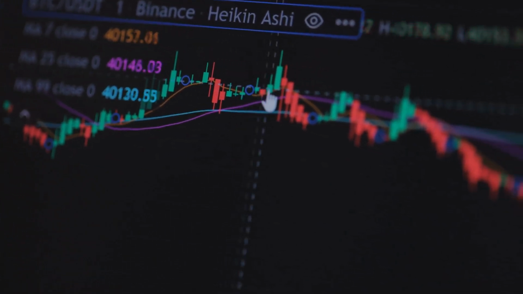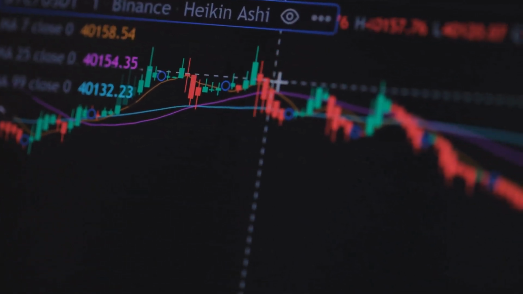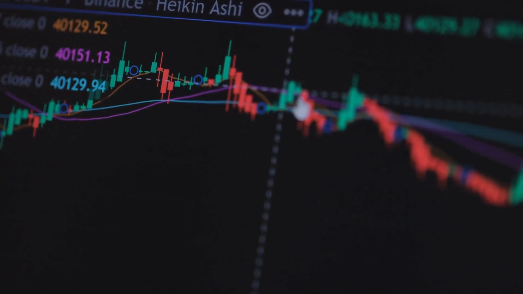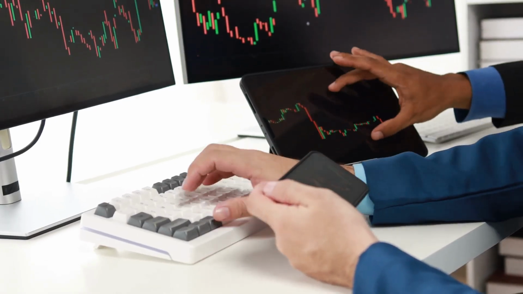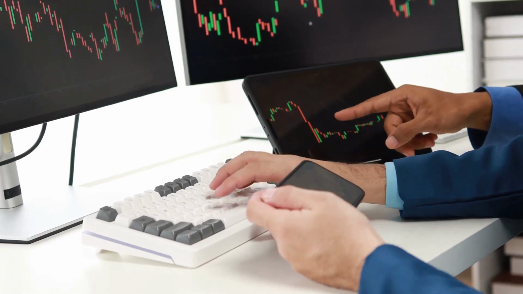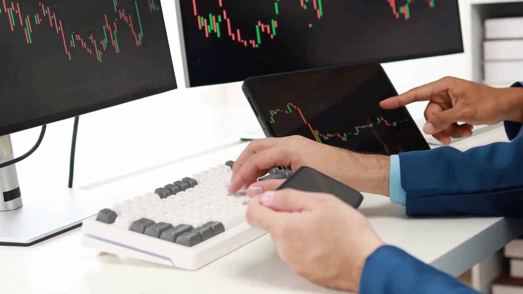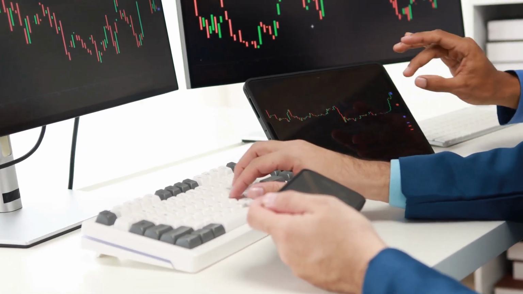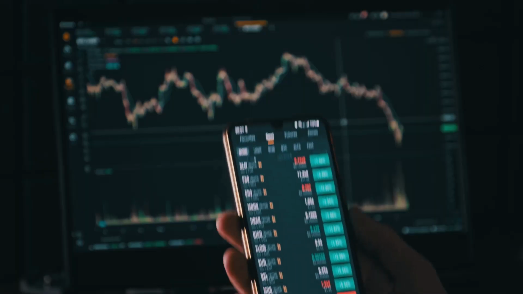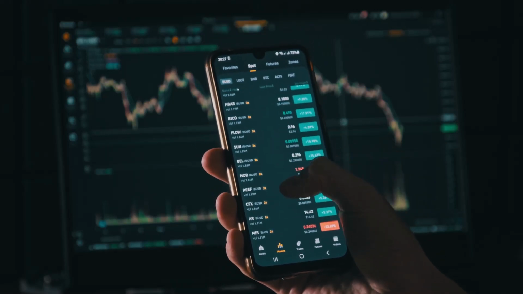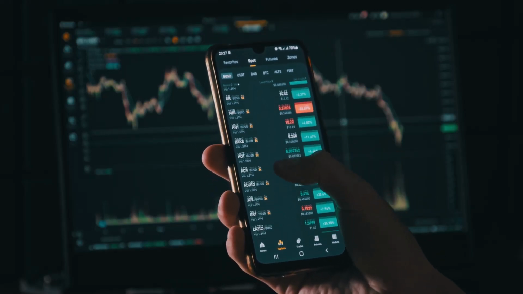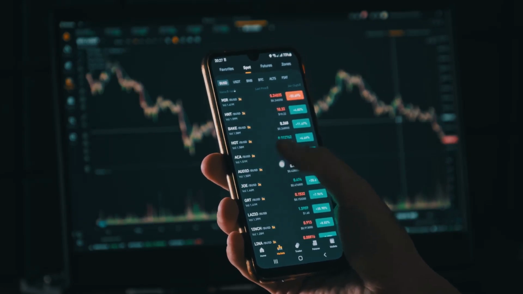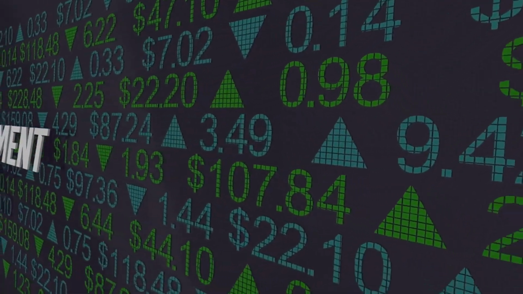Let's break that down. The returns of the investment are, quite simply, the gains you're expecting from your investment. This could be the dividends from a stock, the interest from a bond, or the appreciation in value of a cryptocurrency. The risk-free rate of return is a theoretical concept in finance. It's the return you could expect from an investment with zero risk. Typically, this is represented by the yield on a government bond.